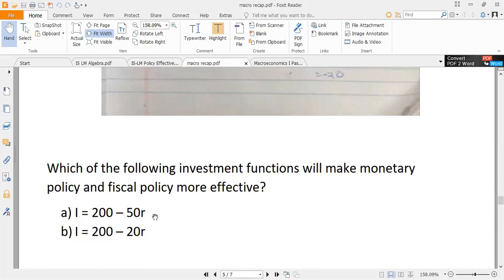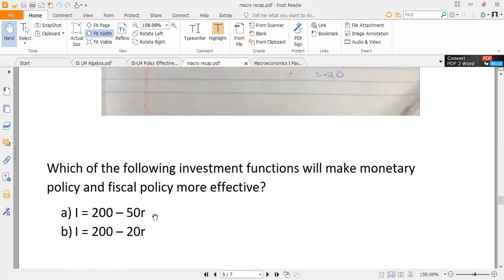When you increase government spending, interest rates will go up. So definitely investment will fall. That is the crowding out. But if investment doesn't really respond to changes in interest rate, then it means that though investment will fall, it won't fall much, which will reduce the crowding out, making the fiscal policy more effective.